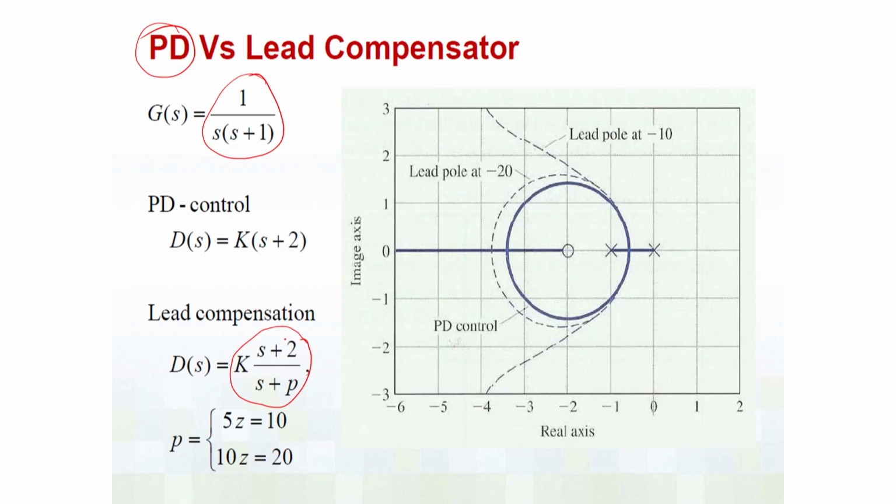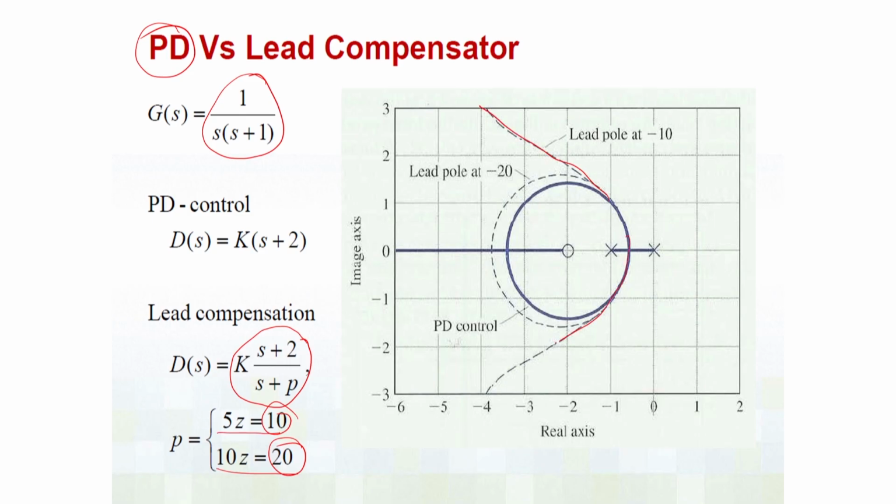you know that if it is a lead compensator, then it is the 0 which has to be more dominant. So, the pole has to be far away from the 0. So, let us say I take it 5 times away, so that it is 10, or 10 times away, so that it is 20. Like that I can put these, and then I can see what will be the root locus of the system. You would see that if the lead pole is at -10, then this is the way the root locus behaves.